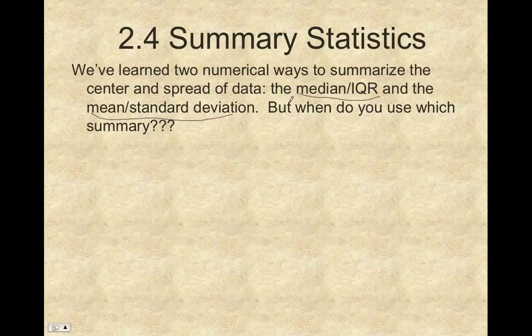But the question is, when do you use which summary? Up until this point, I've said use whichever is easiest, use whichever one you can pull off of the graph, use whichever one you like better. And on the AP exam, that stays true. However, there are some guidelines for when it's better to report out something like median and IQR and when it's better to report out something like mean and standard deviation.